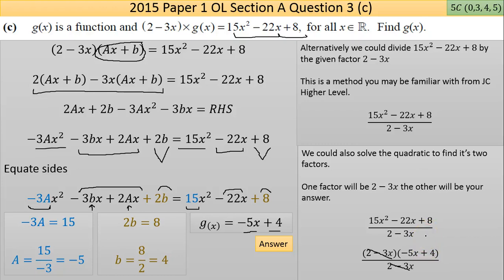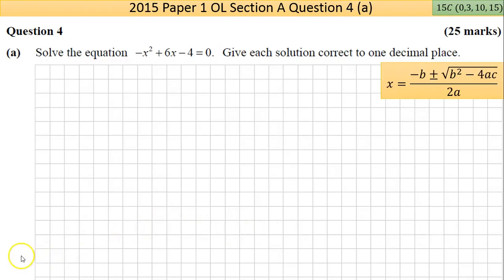That's part C, the end of question 3. It's a bit longer than the other questions, but that's just the nature of these questions. Sometimes the explanation takes a little bit longer.